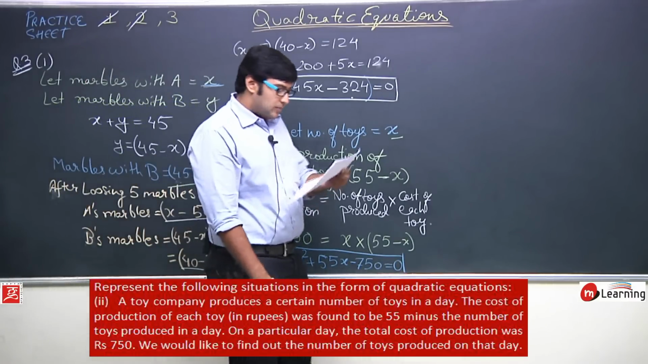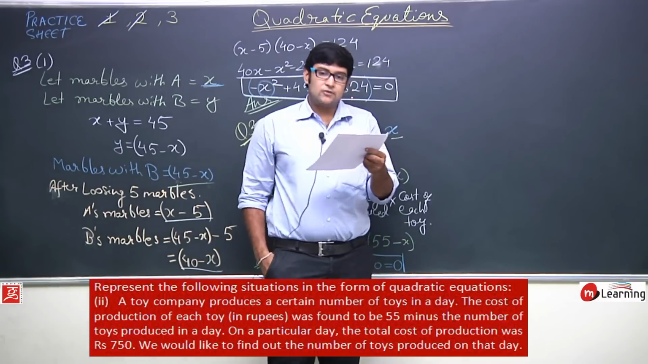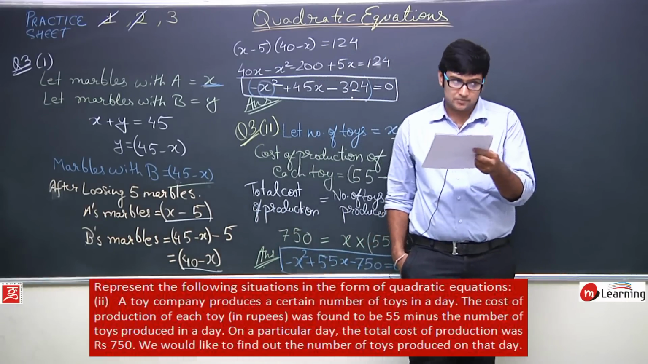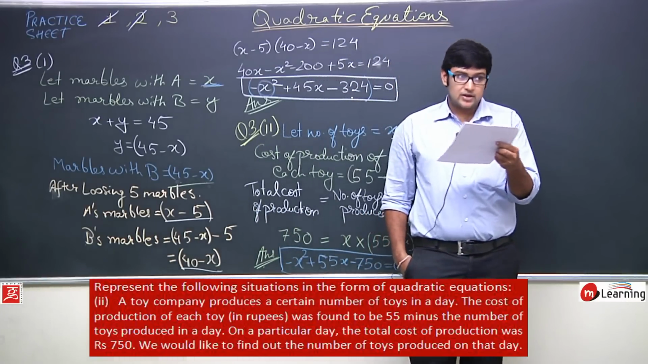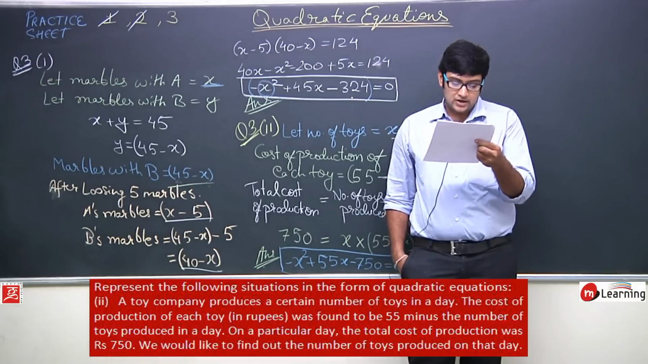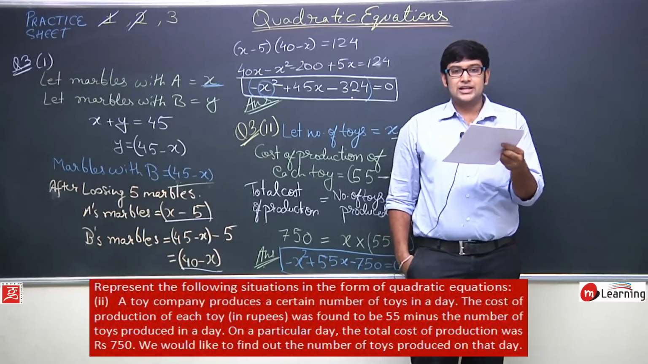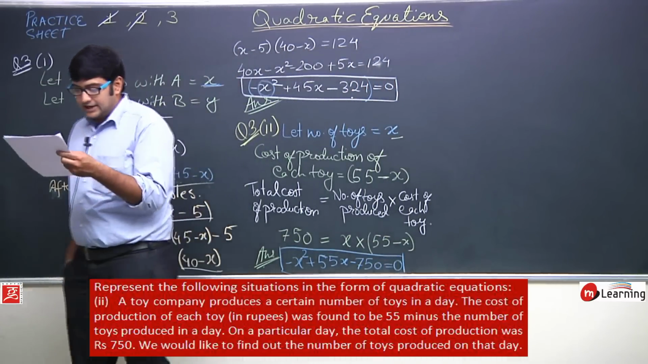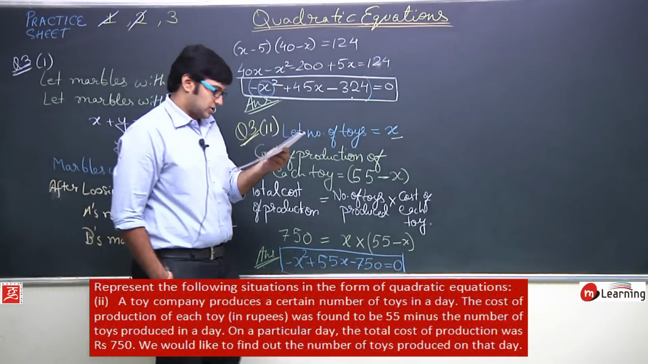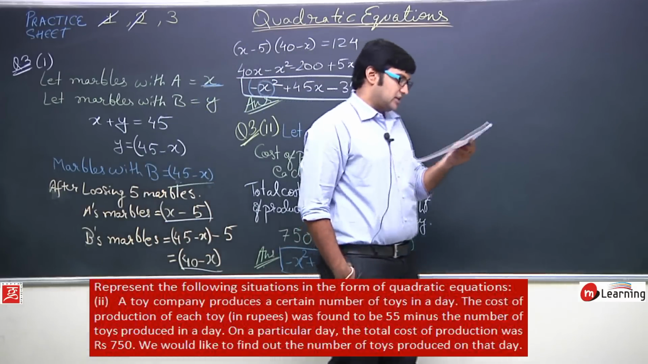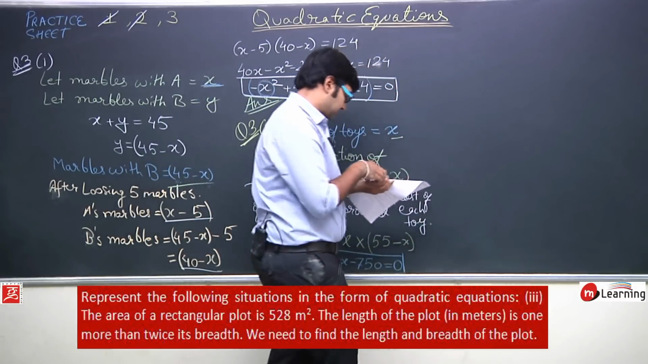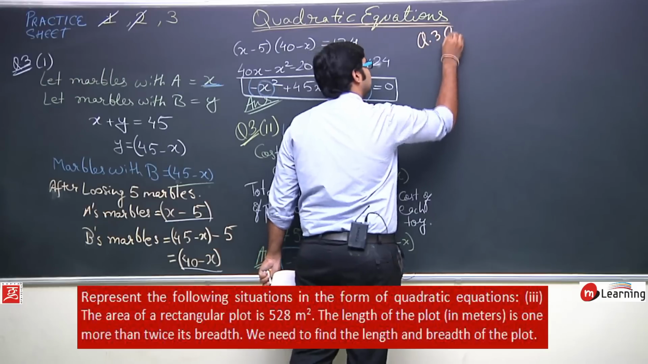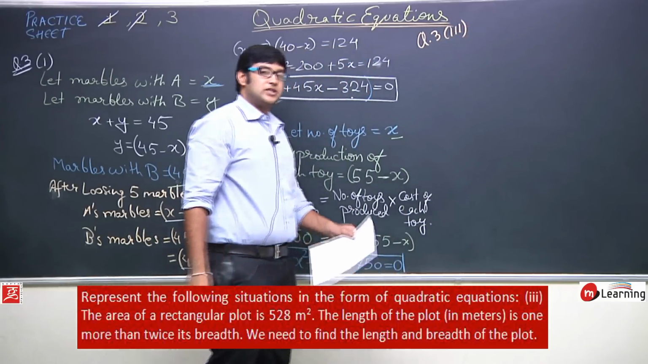Now the third part of question number 3. The area of a rectangular plot is 528 meters square. The length of the plot is one more than twice its breadth. So we need to find the length and breadth of the plot. Length and breadth of the plot we need to determine. So let us solve the third part. Question number 3, third part.